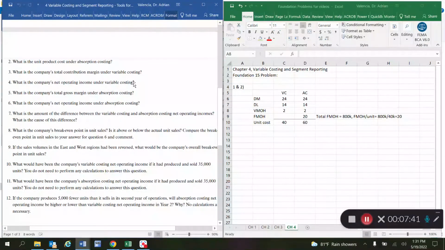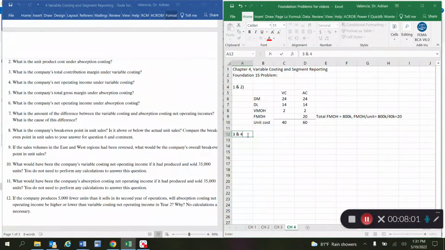And then for number 5, what is the company's total gross margin under absorption costing? And number 6, the net operating income under absorption costing. For 5 and 6, we're doing an income statement under absorption costing. So it might be nice to have these side by side so we can see. So I'm going to do 3 and 4 here, and then 5 and 6 if I can fit them on this side. Okay, so I'm going to say income statement under VC, and then for this we'll have income statement under absorption costing.